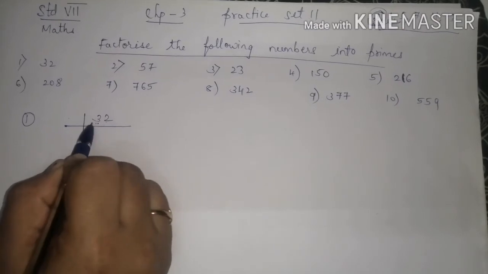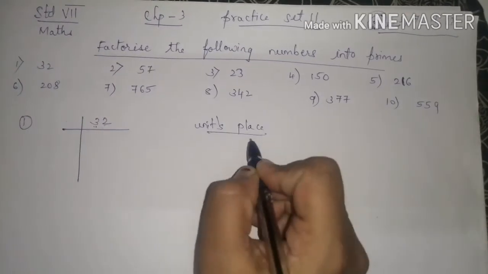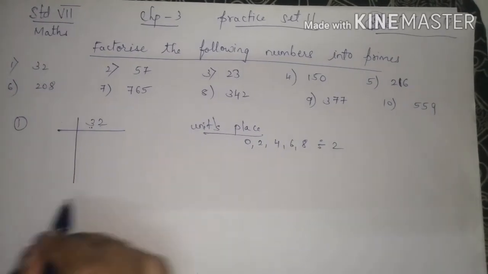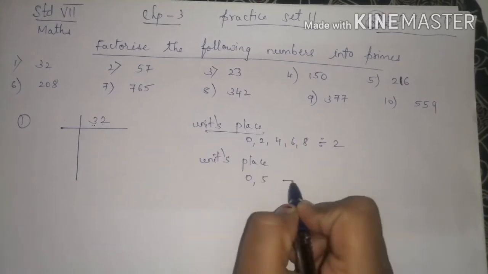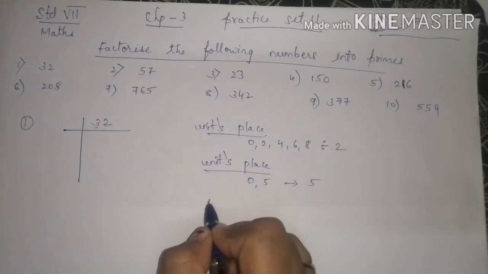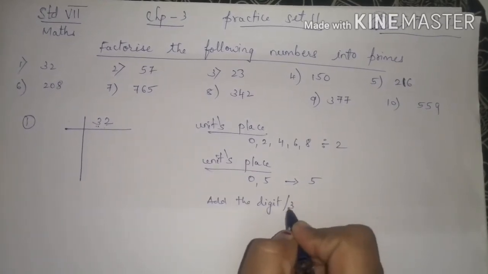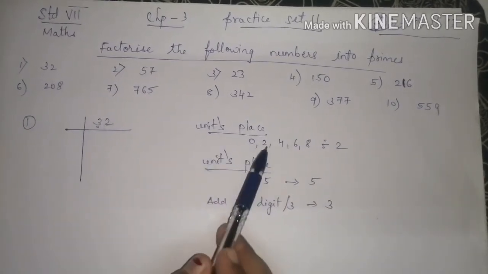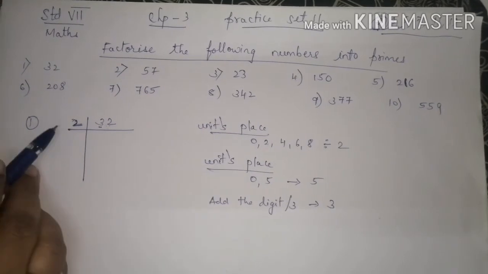Now in 32, the units place is 2. If the units place has 0, 2, 4, 6, or 8, then that number will definitely get divided by 2. If the units place has 0 or 5, it will get divided by 5. Now for 3, you have to add the digits, and if the sum is divisible by 3, then that number will get divided by 3. So now 32, the units place is 2, so it will get divided by 2, and 2 is our prime number. We want all prime numbers.